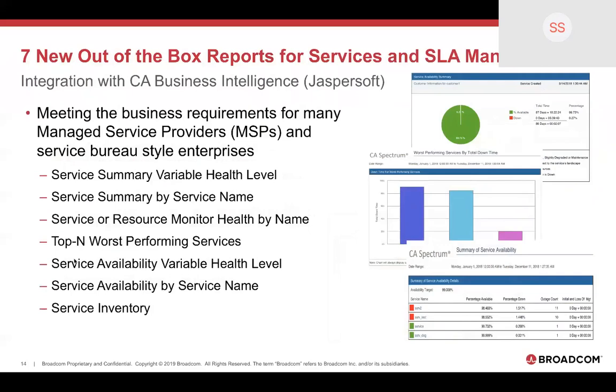If you see in my PPT, I listed the 7 out-of-the-box reports which we have delivered as part of Spectrum 10.3.1. The reports like the service summary by health level, the service summary by service name, the service availability by service name. These are some of the core reports which everybody wants to use and everybody needs in their customer environment, whether you are an MSP or you are monitoring your own network. These are the important pieces which are required. So we have provided these 7 reports out of the box.